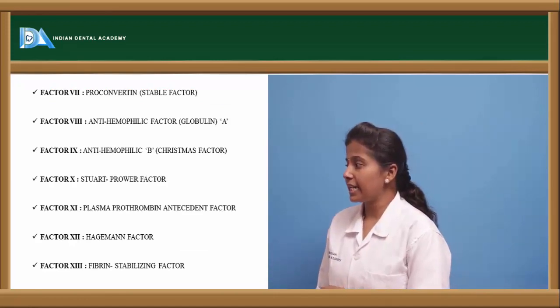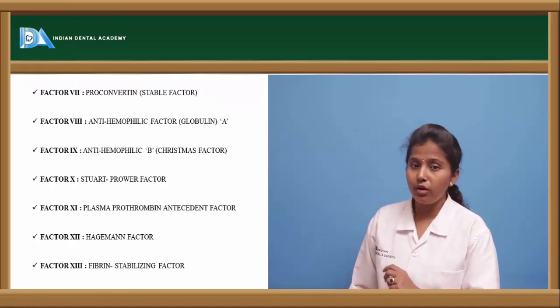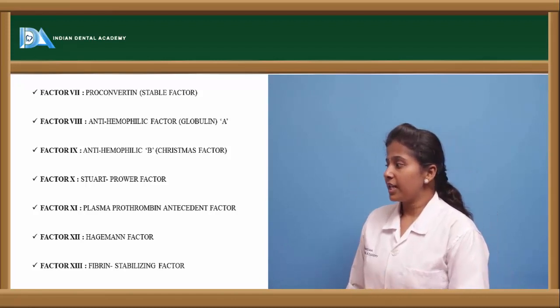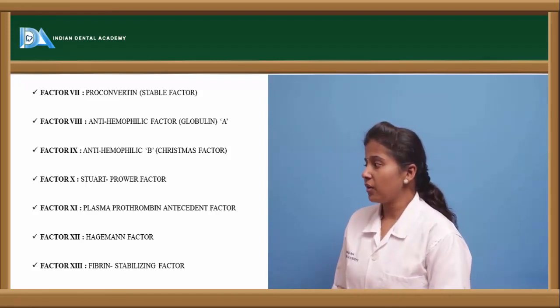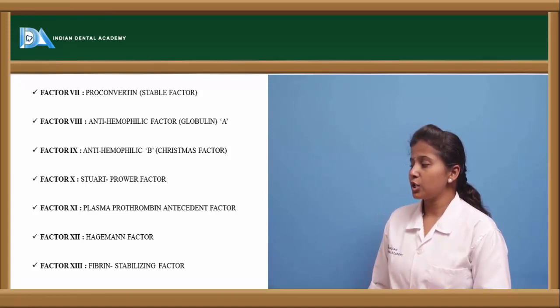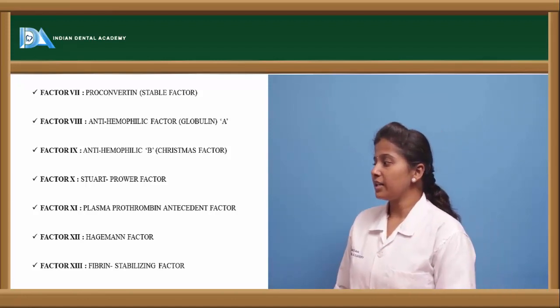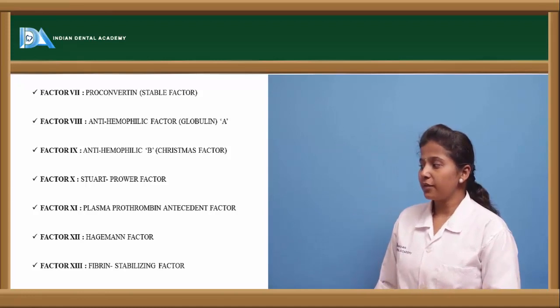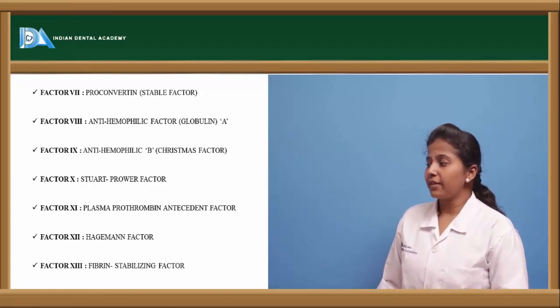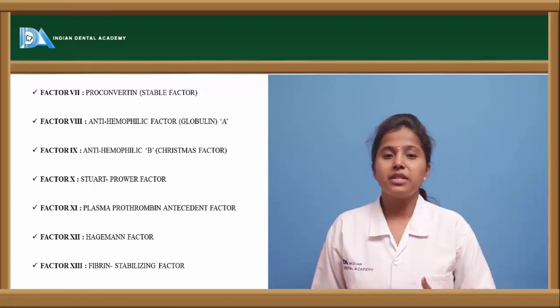Factor 8 is anti-hemophilic factor or globulin A. Factor 9 is anti-hemophilic factor B or Christmas factor. Factor 10 is Stuart-Prower factor. Factor 11 is plasma thromboplastin antecedent factor. Factor 12 is Hageman factor, and factor 13 is fibrin stabilizing factor.